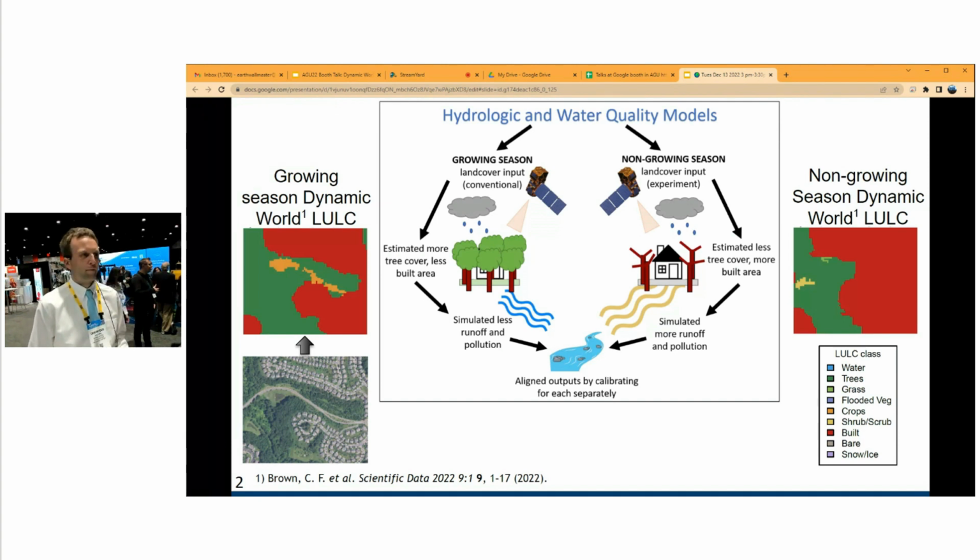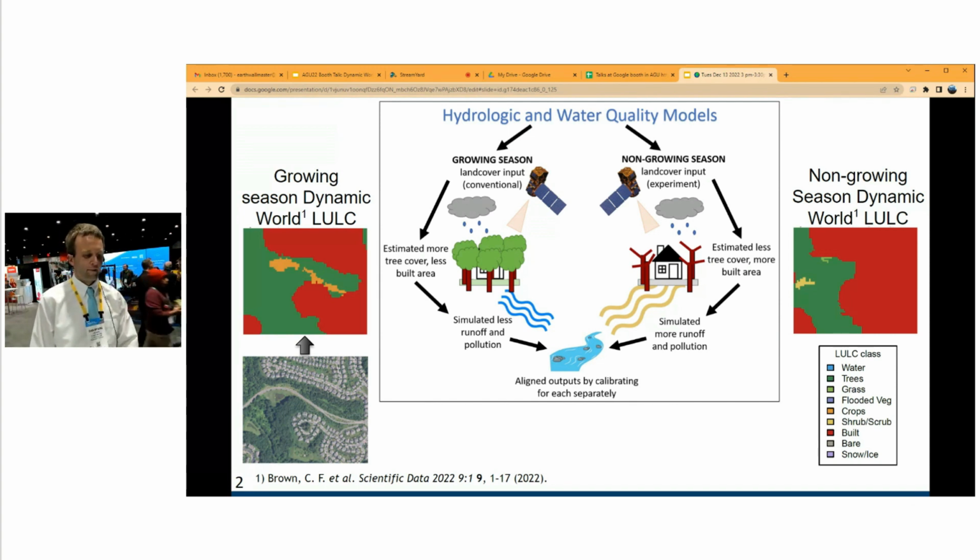However, for this product to advance with modeling, we need to understand what the differences are between land cover data that's estimated from the growing season and the non-growing season.